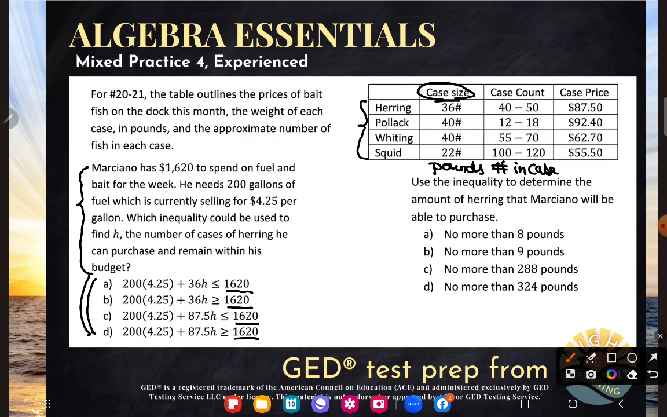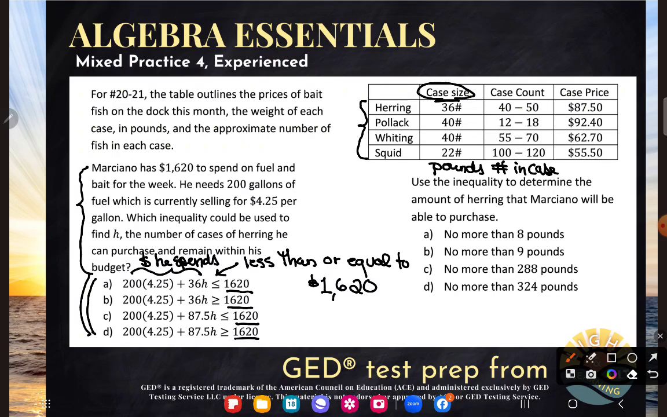Okay, so we know this man is going to spend some money. And we know that he needs to spend that $1,620 or less. So the first thing I just want to do is look for inequalities that say the money he spends is going to be less than or equal to, right? He can't go over $1,620. And I can see two of them have the right symbol here, the less than or equal to symbol.